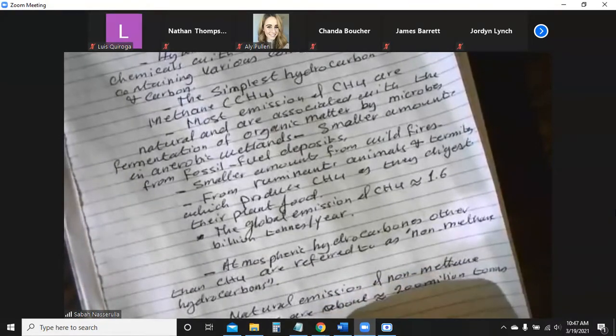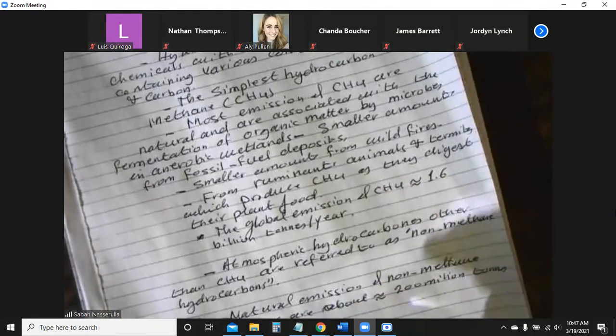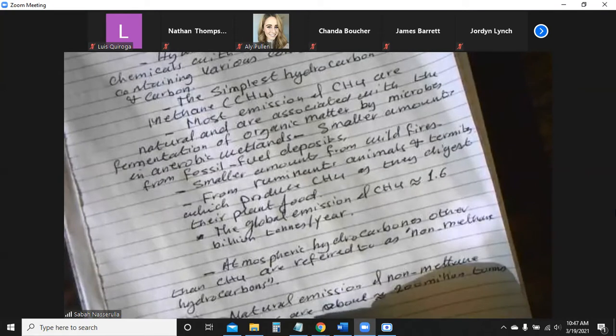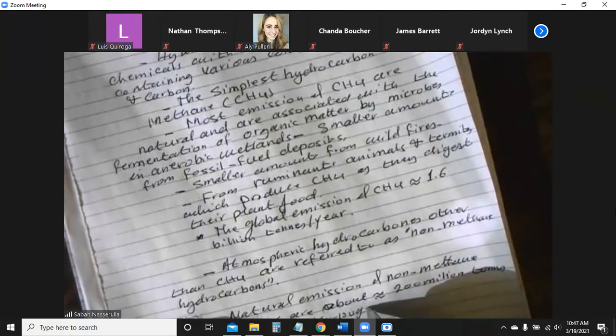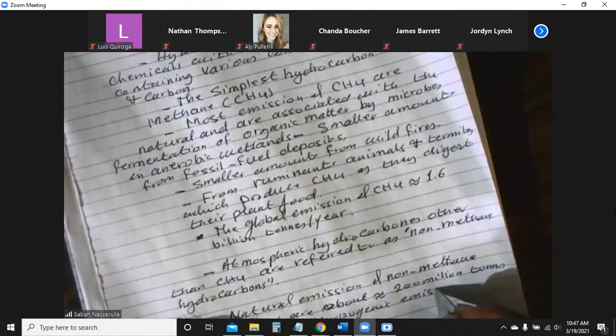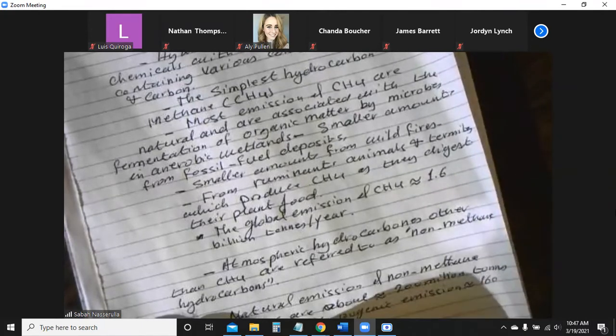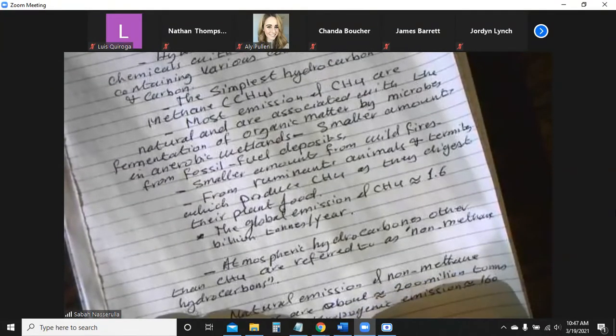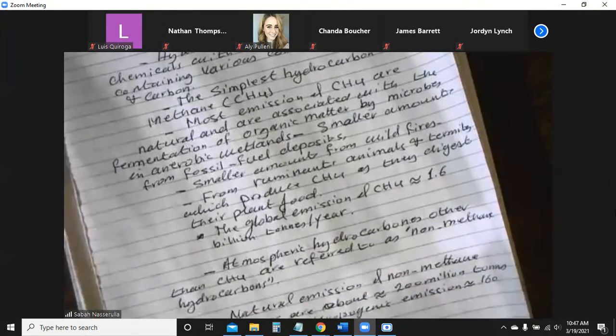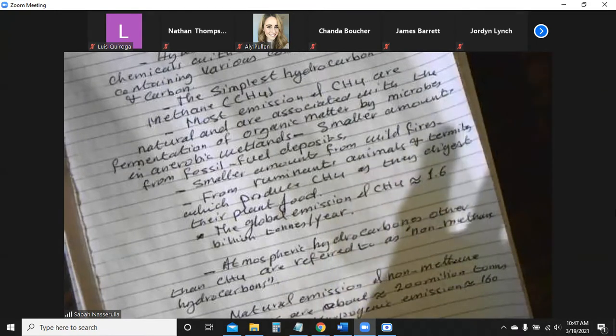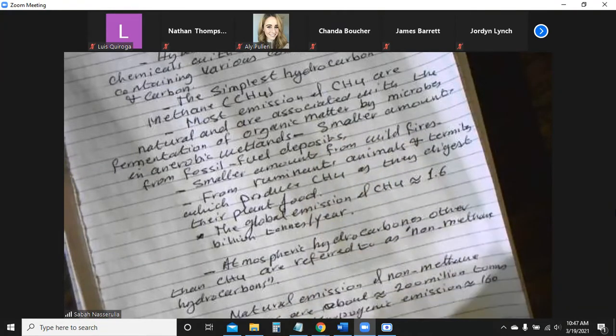And the other point is the anthropogenic, or from human, emission, which is about 160 million tons per year. Now, the importance of these gases, methane and the other ones, is that they play a big role in the greenhouse effect, and that's what I'm going to mention to you here.